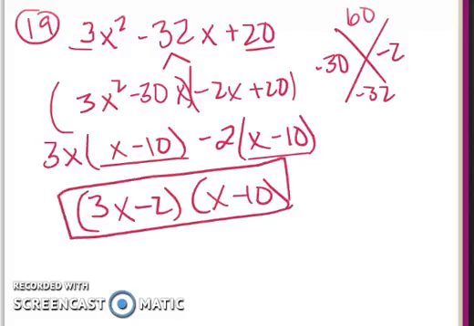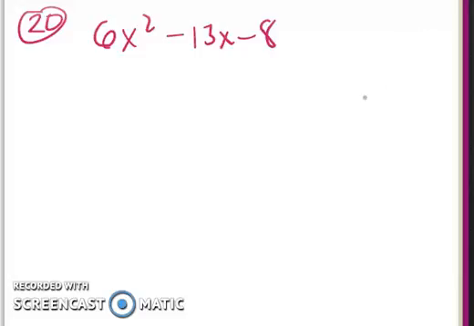Okay, I think we can probably get maybe one more to 20. Let's do it. 20. We get 6x squared minus 13x minus 8. I should always be looking for a GCF. I don't have any GCFs here though, so not working for me. 6 times a -8 should be -48. So, whoops, there we go, -48. That's -8 times 6, and they got to add up to a -13.